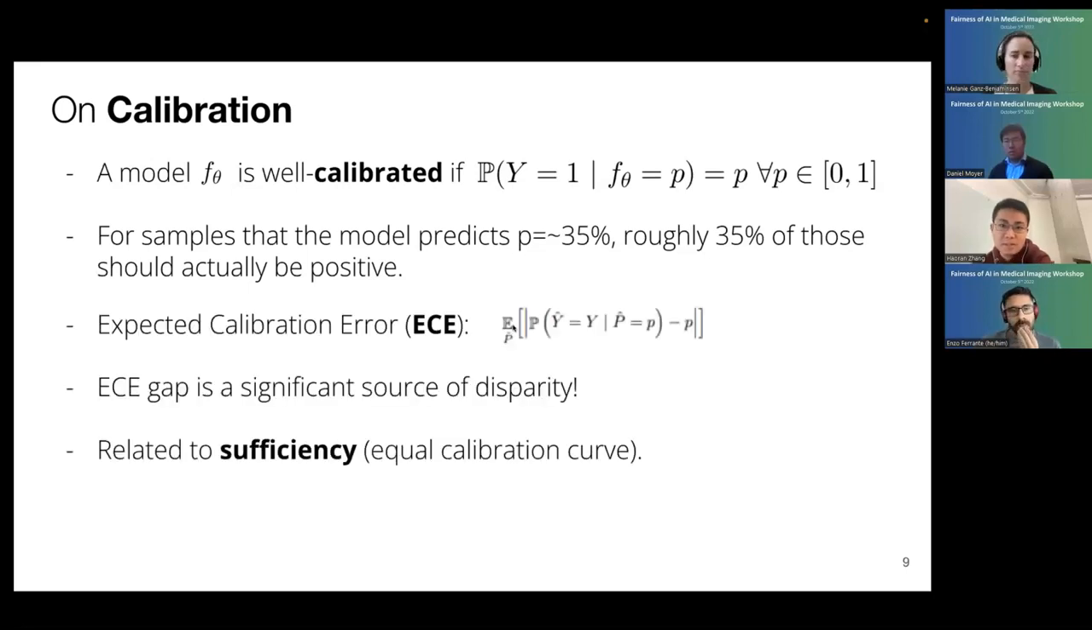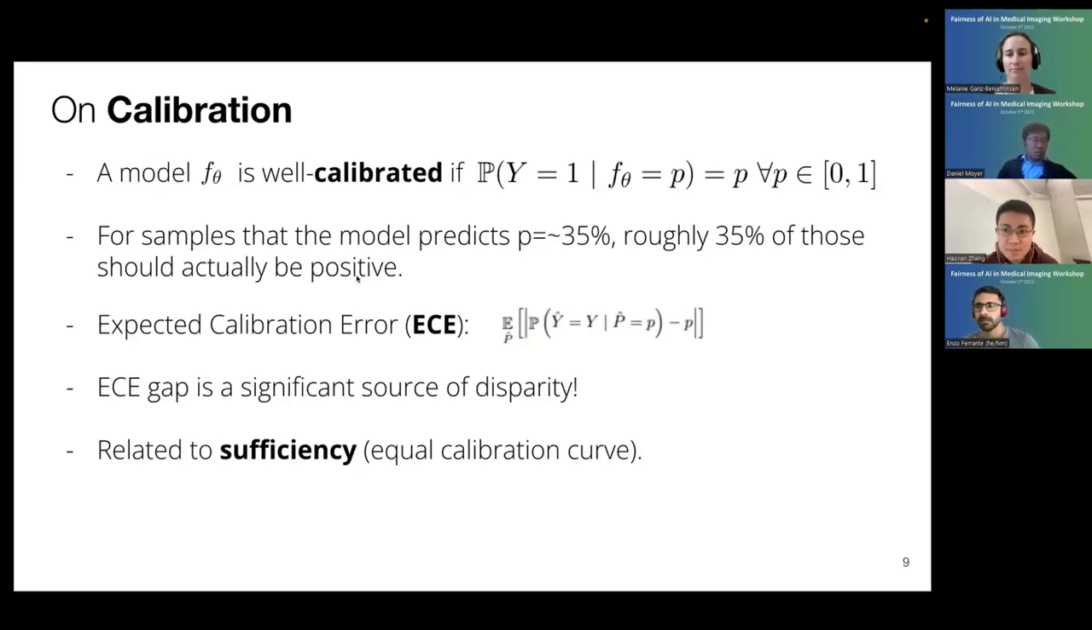Okay, and we can measure how well calibrated a model is with something called the expected calibration error, which I won't go through in detail, but it's a metric to calculate how well calibrated your model is. It's important to note that the expected calibration error gap is a strong form of disparity. If I have a perfectly calibrated model for group 1 and a poorly calibrated model for group 2, that means if I deploy a model at a 35% threshold, I have 35% operating risk for group 1, but let's say 50% operating risk for group 2.